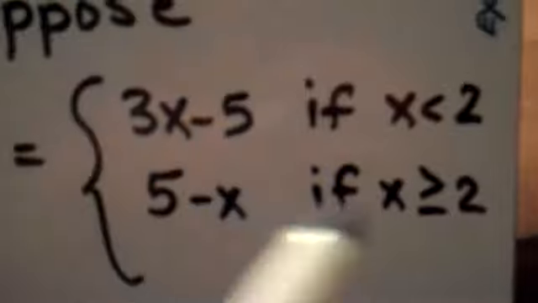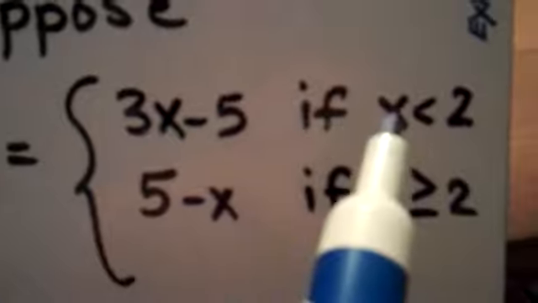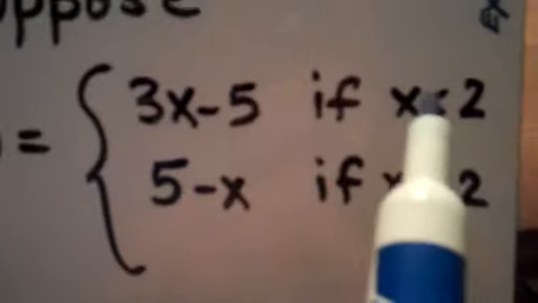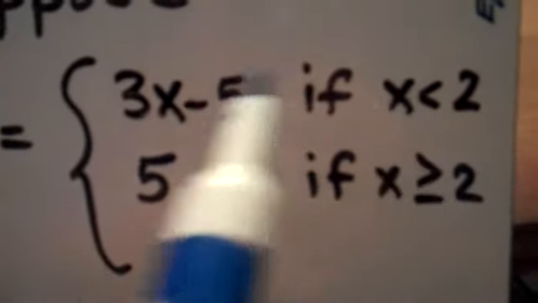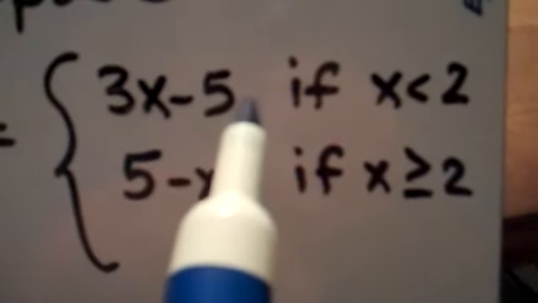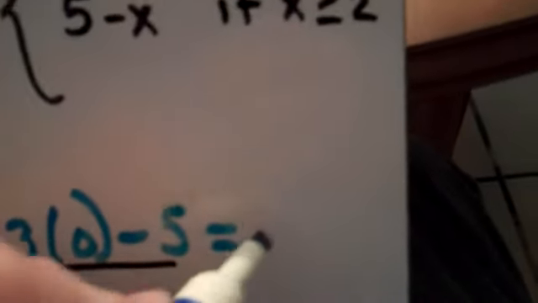If I go to this function, I see that 0 is in my top. I see that the top rule is the rule that I use because 0 is less than 2. So that means I'm using the function 3x minus 5. So I come back down here and I plug in 0. 3 times 0 minus 5. Of course, 3 times 0 is 0. 0 minus 5 is a negative 5.